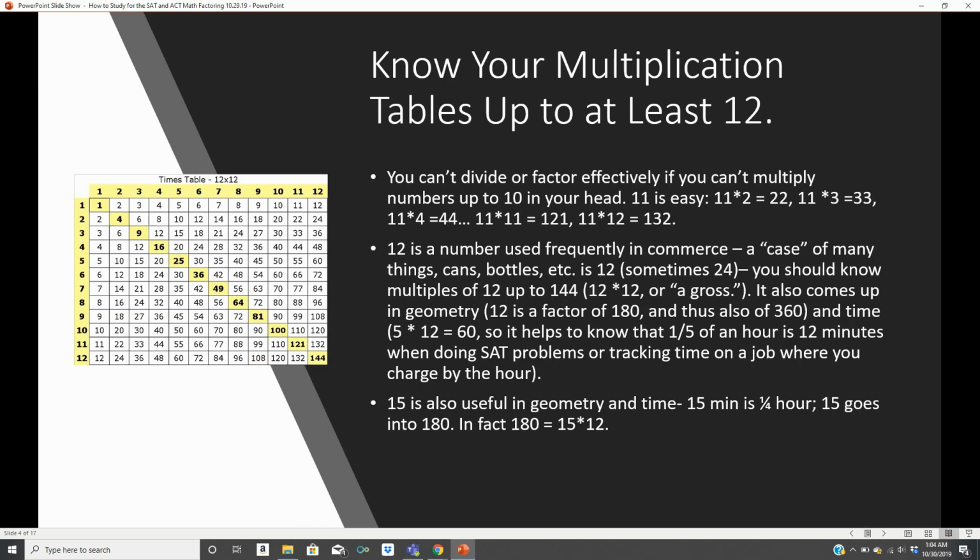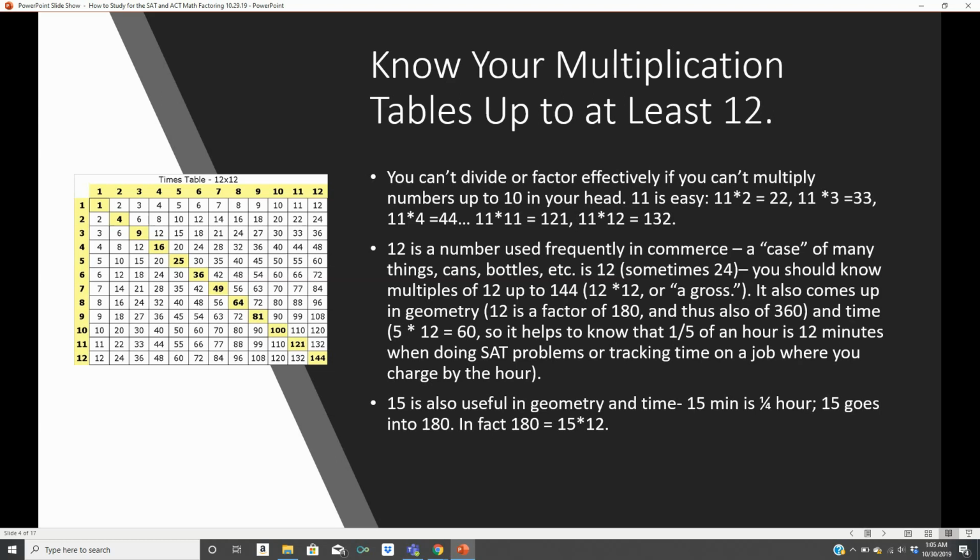11 is really easy because 11 times any single digit integer is just going to be that integer twice. So 11 times 2 is 22. 11 times 3 is 33. 11 times 4 is 44. If you see a two-digit number where the digits are the same, you know that 11 is a factor of that number, and the other factor is the digit. So you see 66, you know it's 6 times 11.